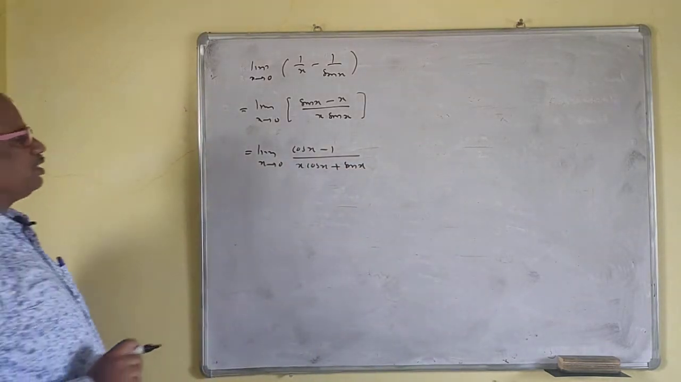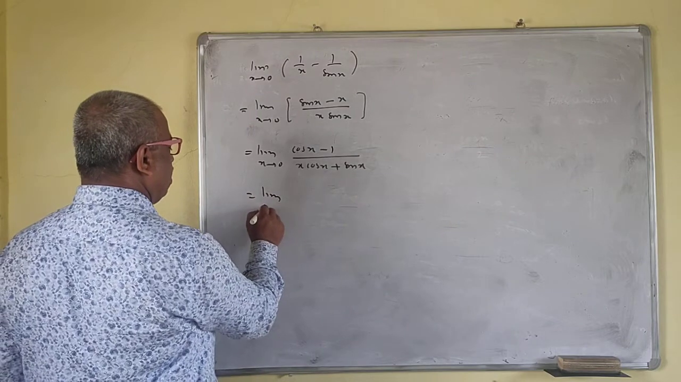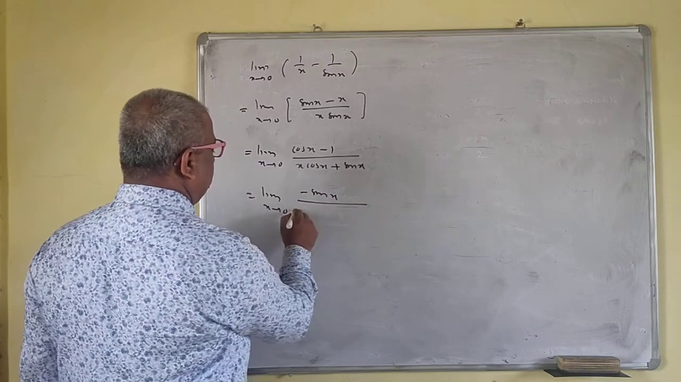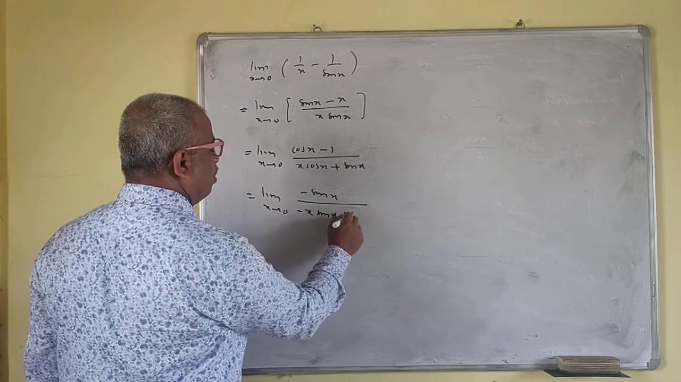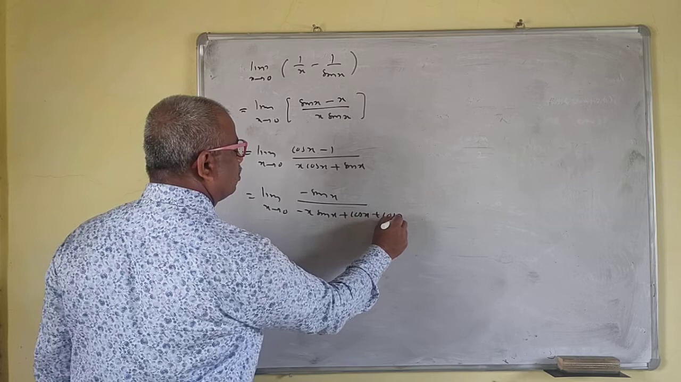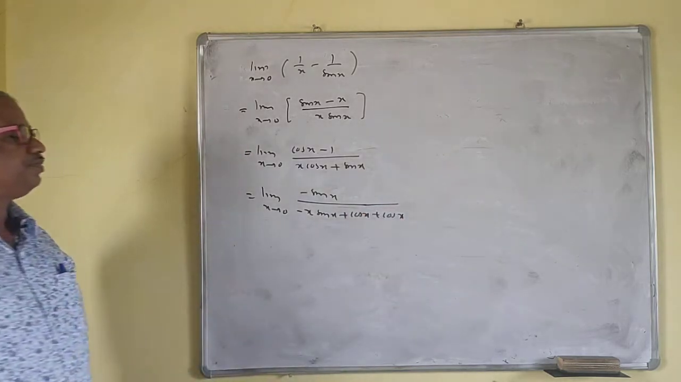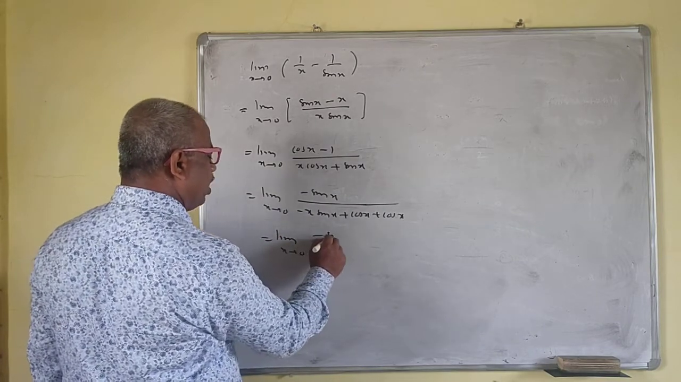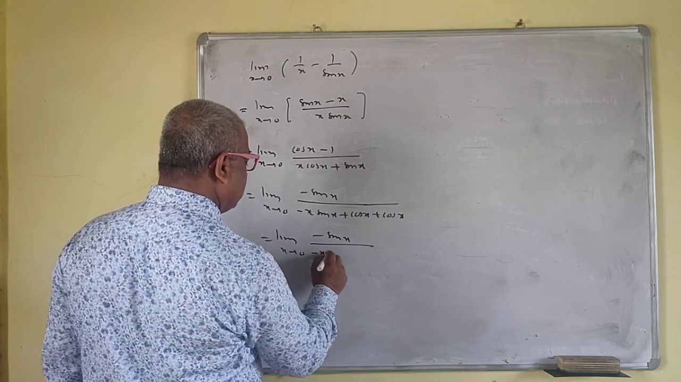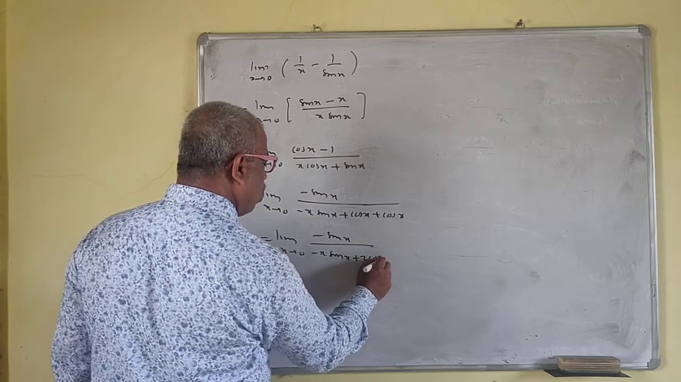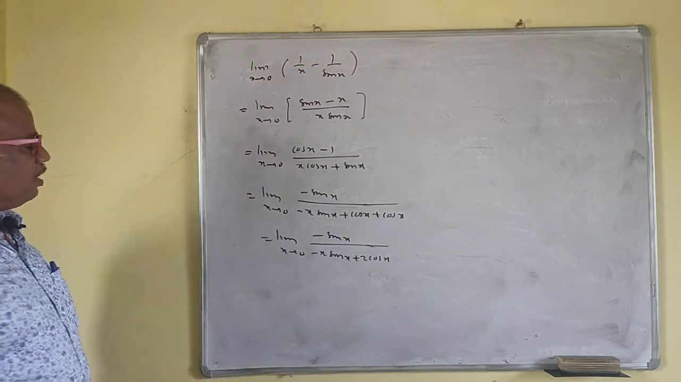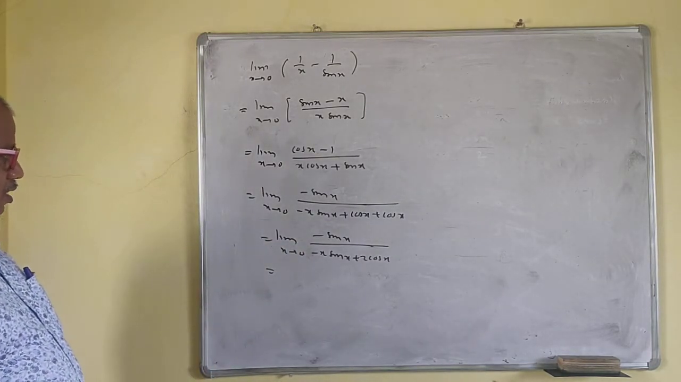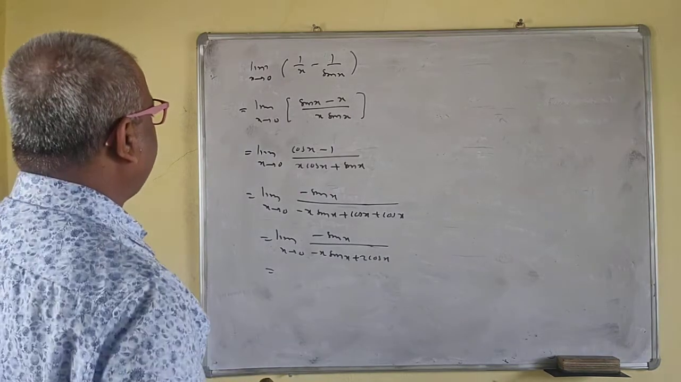Again we will differentiate this. Limit x tends to 0, this is minus sin x upon minus x sin x plus cos x plus cos x, so we simplify this. Limit x tends to 0, minus sin x upon minus x sin x plus 2 cos x. Again we will differentiate this, because again it is 0 by 0 form. Minus sin x.